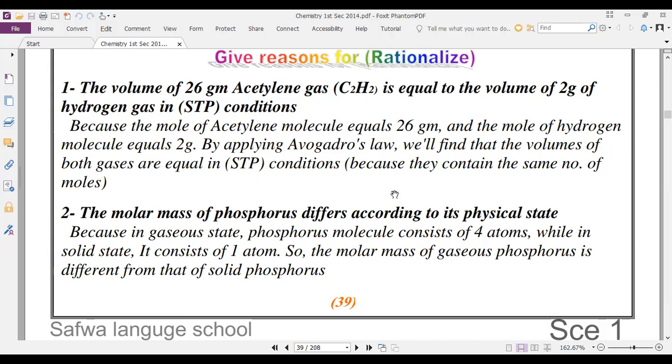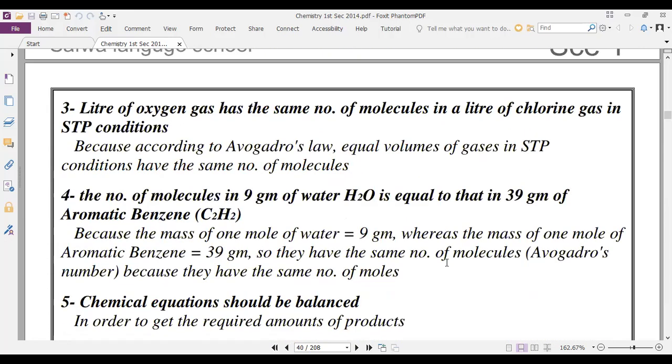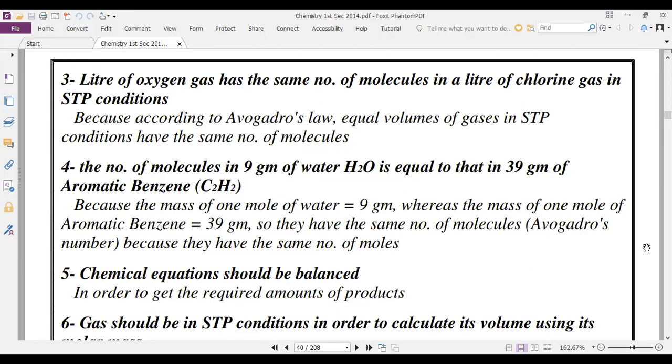Okay. The molar mass of phosphorus differs according to its physical state because in the gaseous state, a phosphorus molecule consists of 4 atoms, while in the solid state, it consists of 1 atom. So the molar mass of gaseous phosphorus is different from that of solid. Yes, okay. Number 3. A liter of oxygen has the same number of molecules as a liter of chlorine gas in STP conditions because, according to Avogadro's law, equal volumes of gas in STP conditions have the same number of molecules.